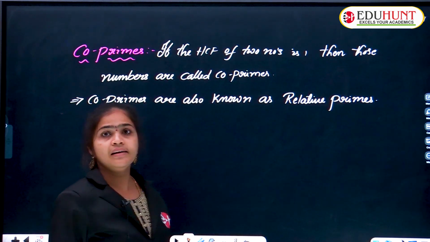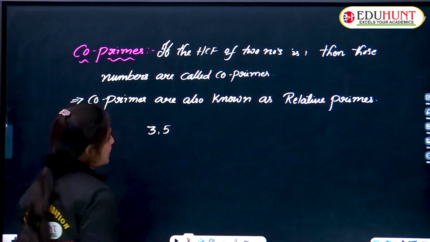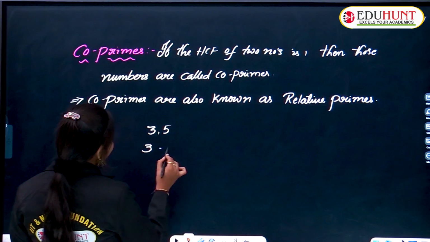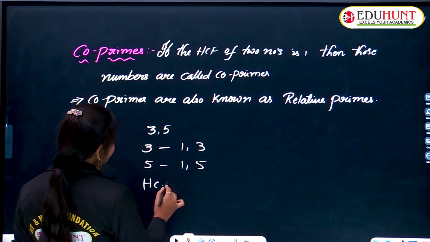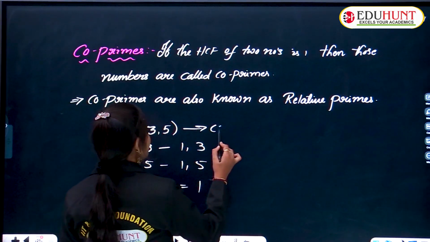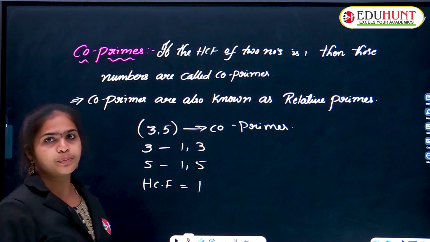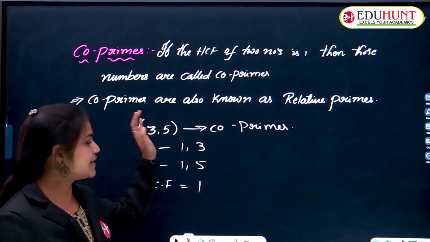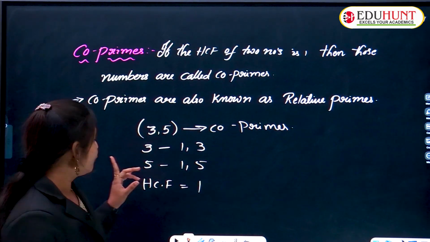Now see the HCF of 2 numbers. For example, here 3 and 5. What is the HCF of 3 and 5? Highest common factor. Factors of 3 are 1, 3; factors of 5 are 1, 5. Here HCF is equal to 1 only. Then we can say that 3 and 5 are co-primes, and in the same way relative primes also. Here 3 and 5 are prime numbers and those 2 are co-primes. Accepted. But what about 4 and 5?